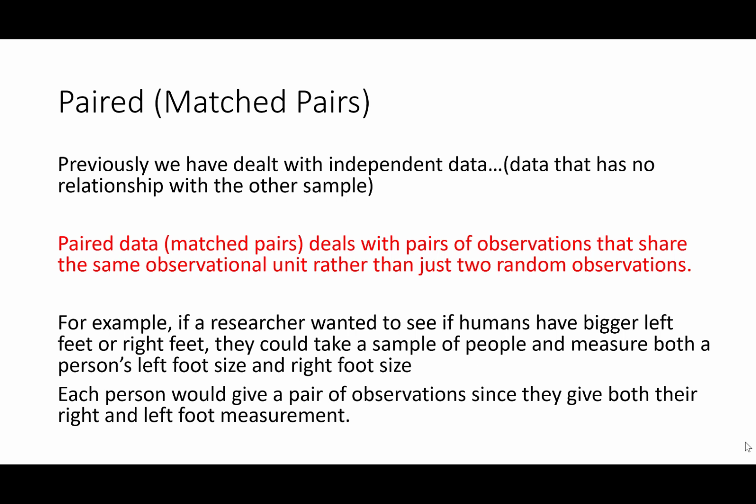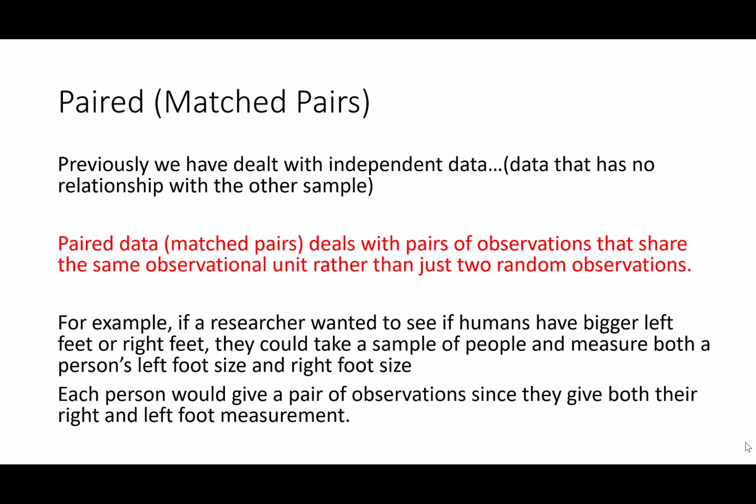Paired data, or what we sometimes call matched pairs, is when an observational unit gives two pieces of data. For instance, if a researcher wanted to see if humans have a bigger left foot or right foot, they could take a sample of people and measure both a person's left foot and right foot. In this case, we would be dealing with paired data because each person gave their left foot size and their right foot size. It's not like we took a random 50 people's left foot and another random 50 people's right foot. That would be independent data.